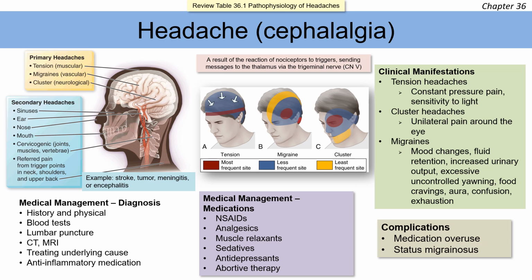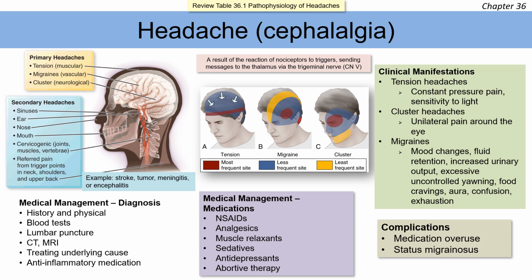Headaches are categorized into two groups, primary headaches and secondary headaches. Primary headaches are not caused by or associated with any other underlying disease, while secondary headaches are associated with some type of structural problem or obstruction like stroke, tumor, meningitis, or encephalitis. So now we're just going to talk a little bit about each subtype of primary headaches.